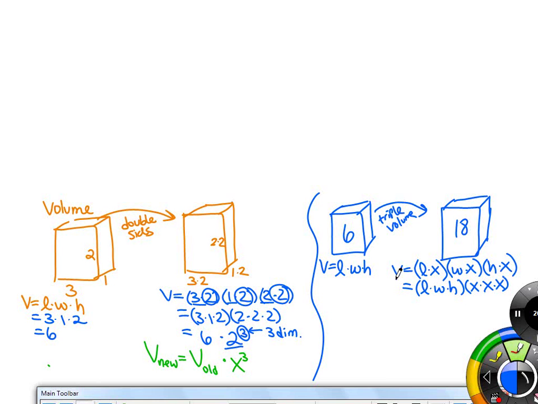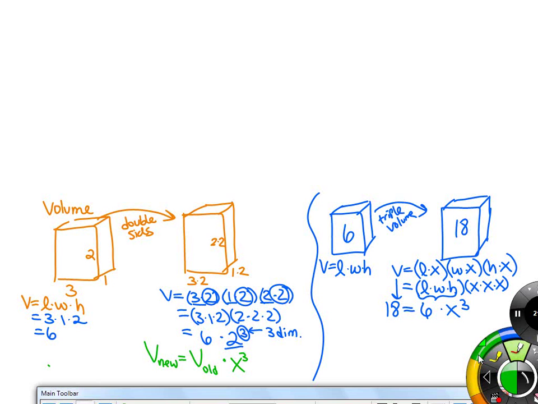So our new volume we know is 18. This is equivalent to what our old volume was, length times width times height without the extra factor, which was 6. And then we have x cubed. How am I going to solve that equation?